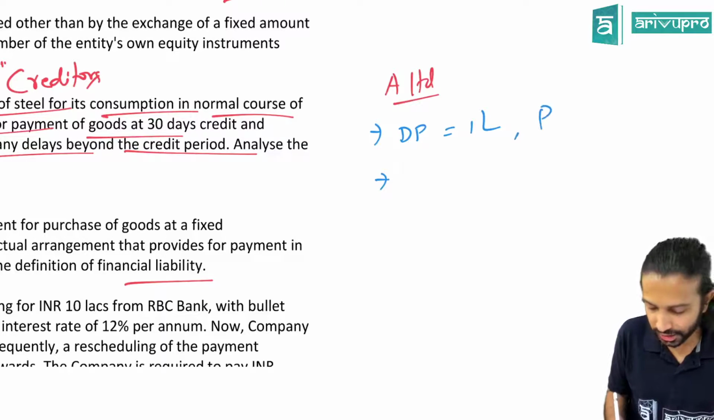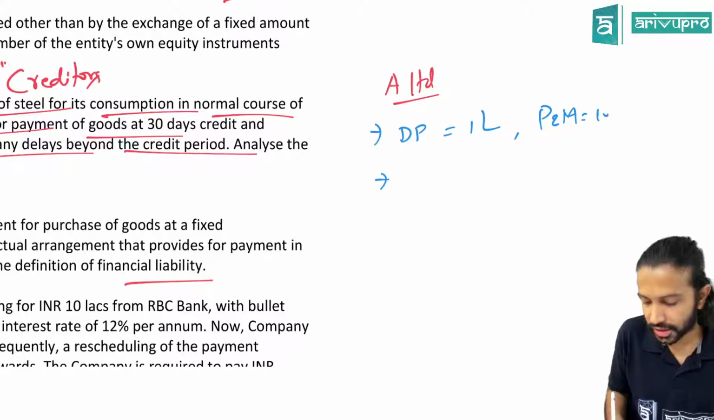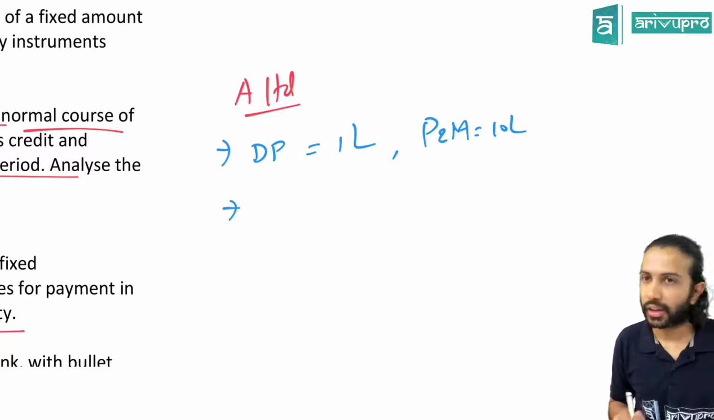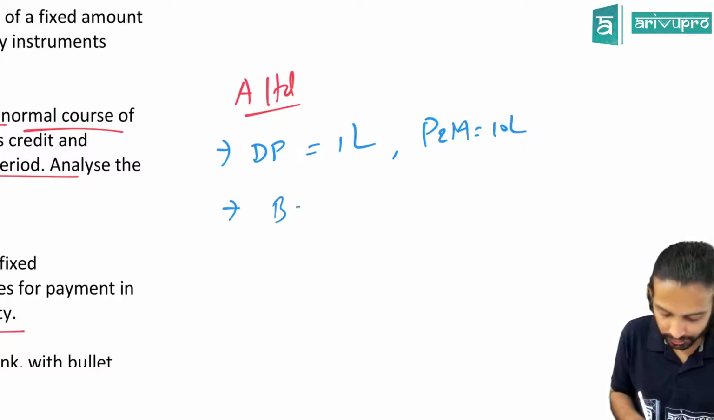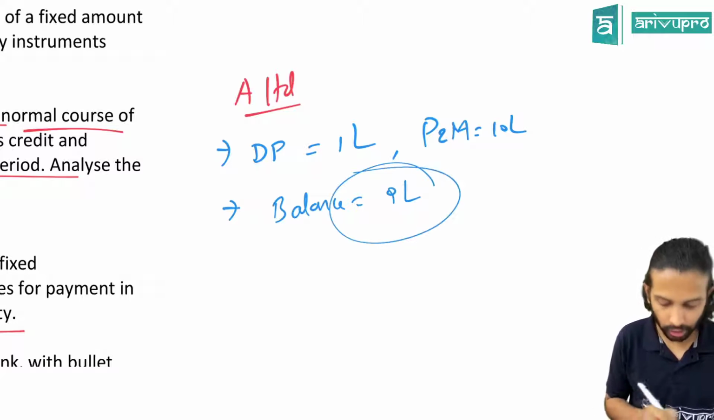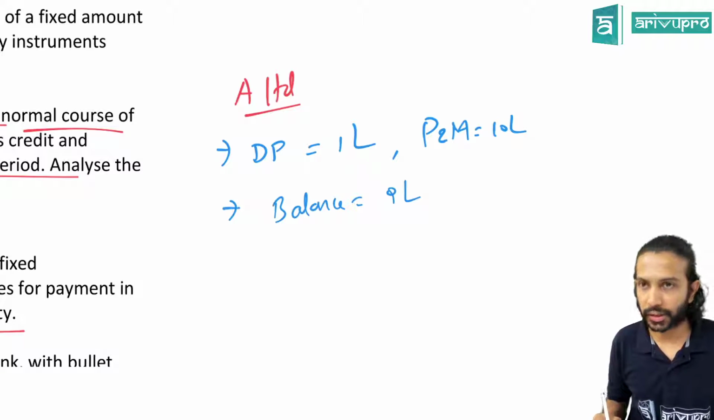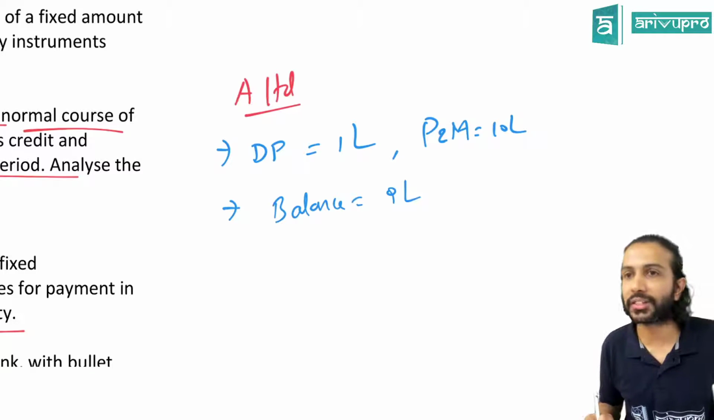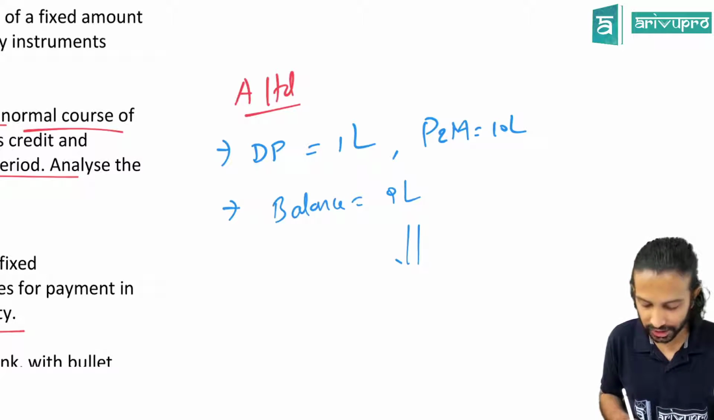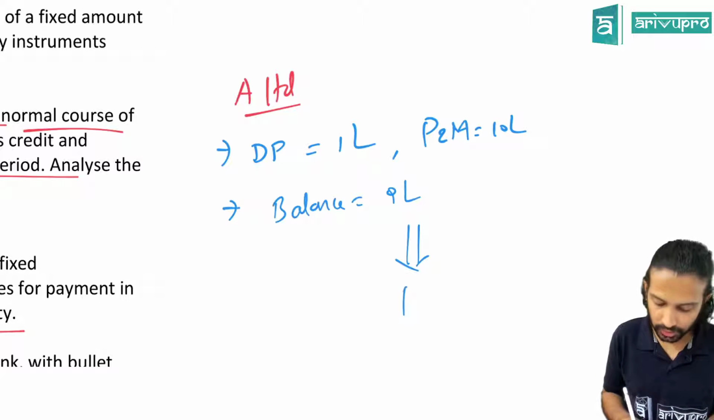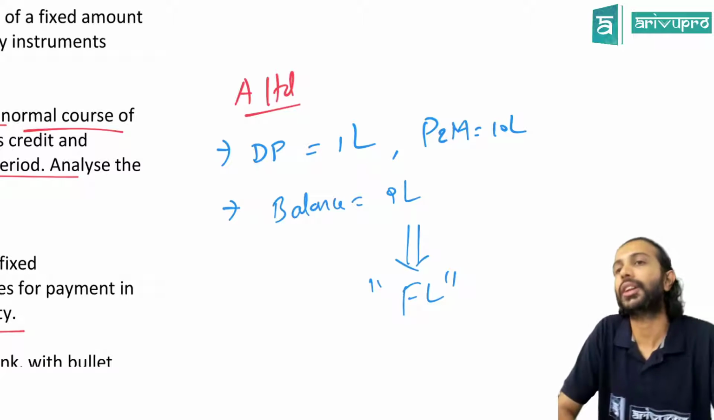So for machinery purchased, let's say machinery cost is 10 lakh. They have made a down payment of 1 lakh rupees. That means a balance is there. Balance is how much? 9 lakh. We have to pay this or not? Yes, we have to pay. That means, does this A Limited have an obligation to pay this 9 lakh? Yes. What sort of an obligation do we have? We have a contractual obligation to pay cash. That means this 9 lakh will definitely be treated as a financial liability.